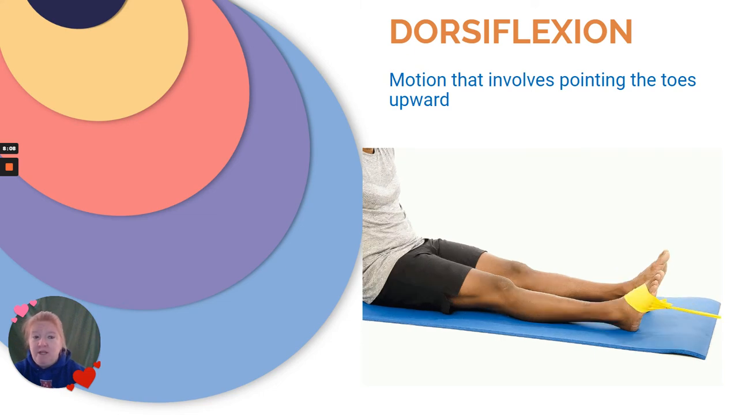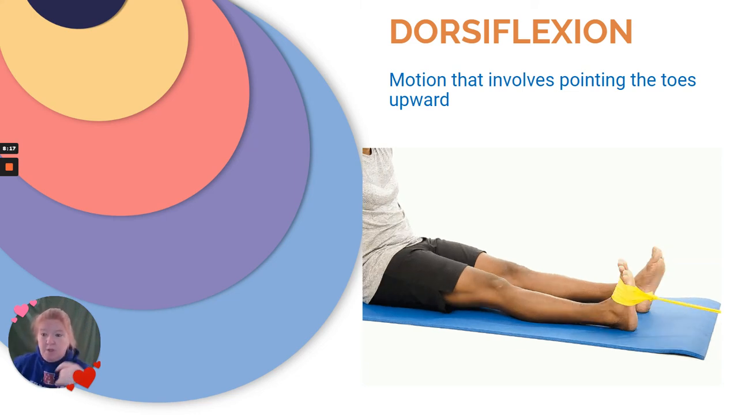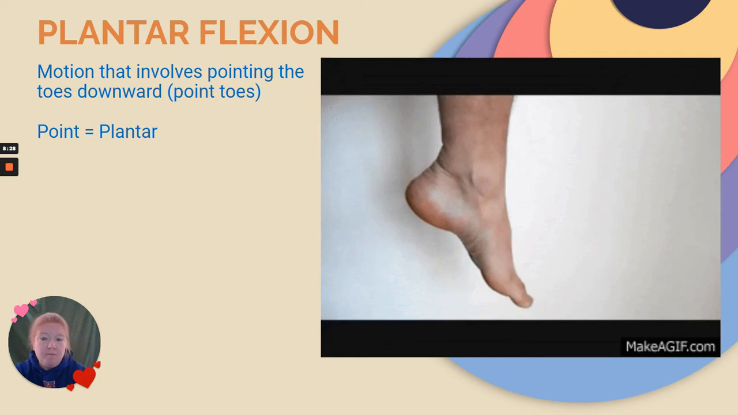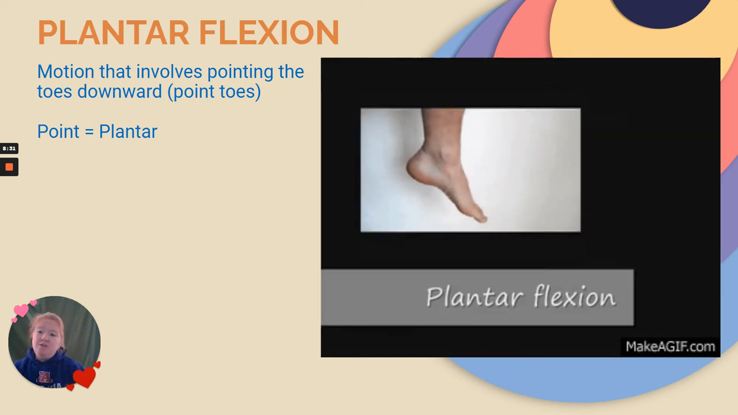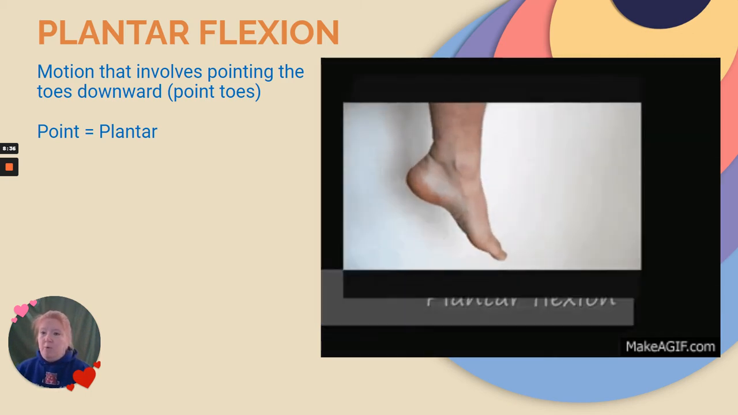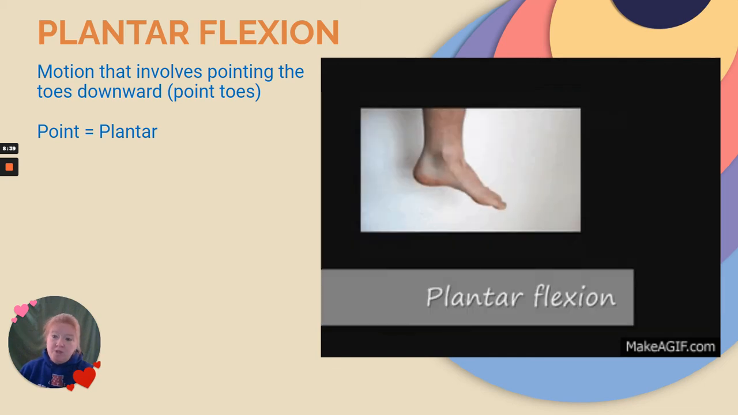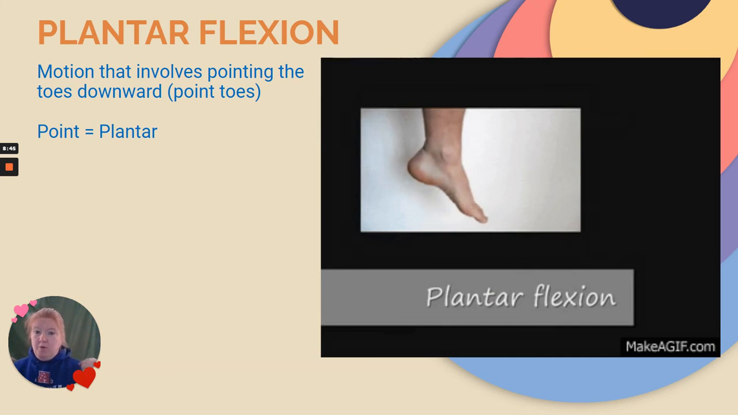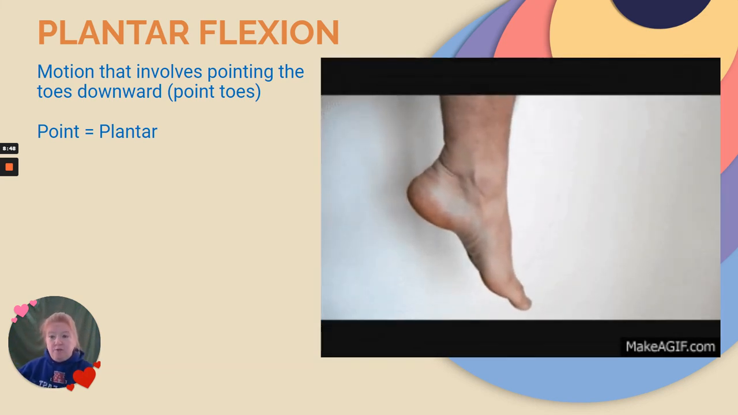Dorsiflexion. So you can see right here is taking your ankle and pulling it back. So think about, remember the back of you is the dorsal area. So pulling your ankle so that it points toward your dorsal area. Easier one to remember though is plantar flexion. So if you remember plantar flexion, you should remember the opposite. Plantar flexion is pointing your toes. So you can see that motion of your foot pointing your toes downward. So dorsiflexion is the opposite. Pulling your ankle up so that your toes point toward your back, toward your dorsal region. Plantar flexion, dorsiflexion.